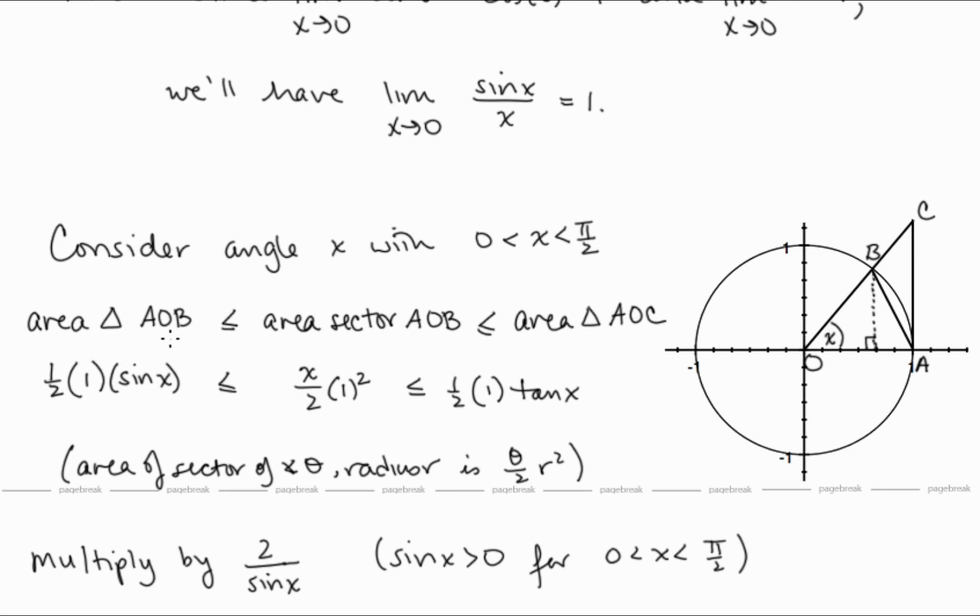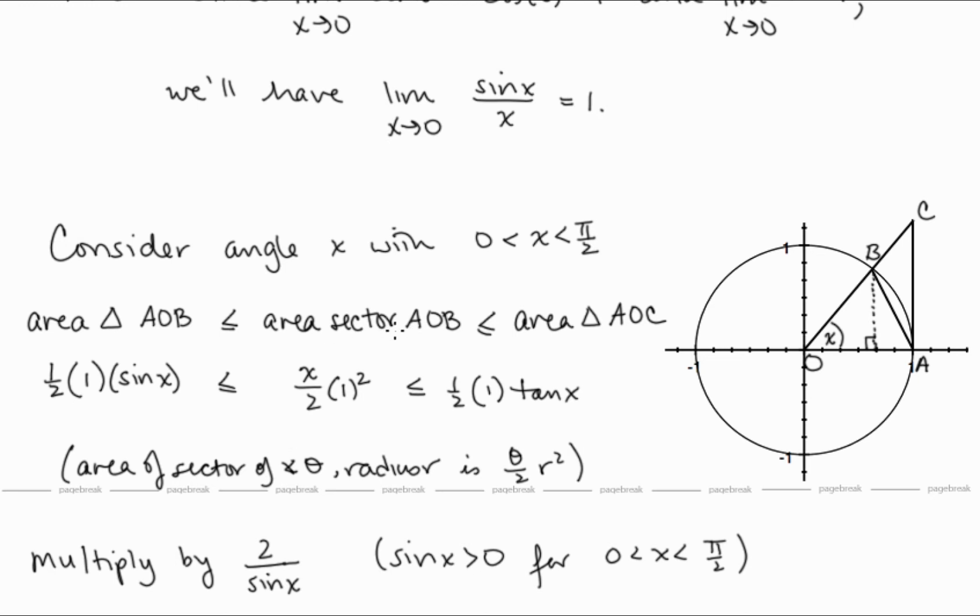Area of triangle AOB is going to be 1/2 base times height. So for AOB, we know that the base is equal to 1. This is a unit circle. And the height is going to be sine of angle x. So 1/2 base times height is here.